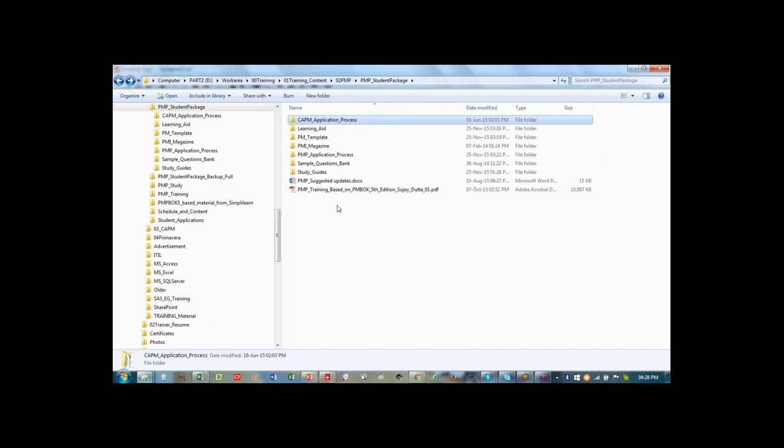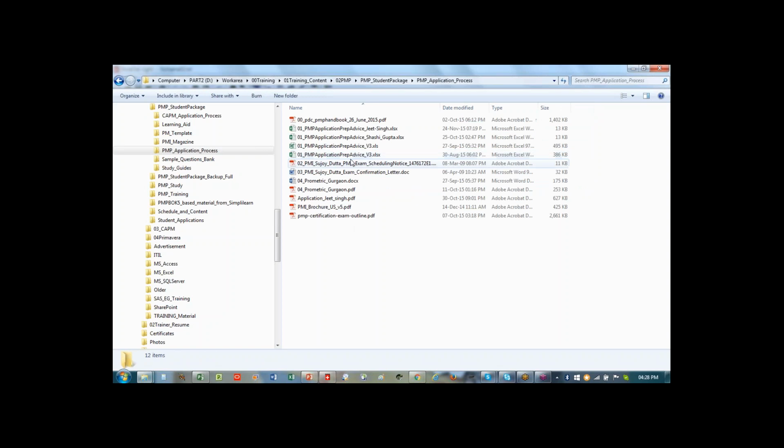But I believe you all qualify for the PMP, so you take the PMP. Normally we do not get a lot of nominations for the CAPM, so we do not conduct CAPM batches separately. We ask the people who want to take the CAPM certification to join us in the PMP batch only, and they can use this folder. You are PMP, so you use this folder. That's your application process.